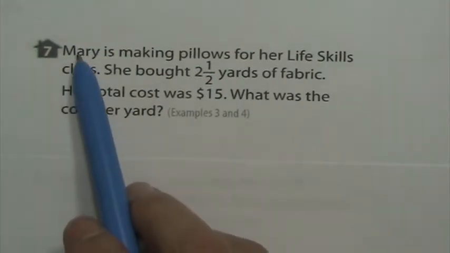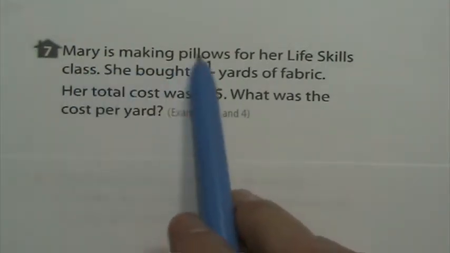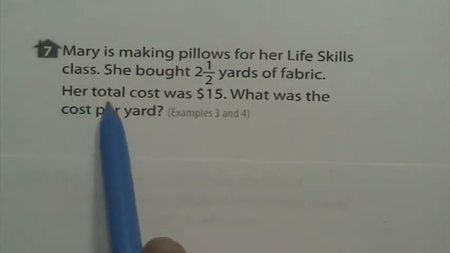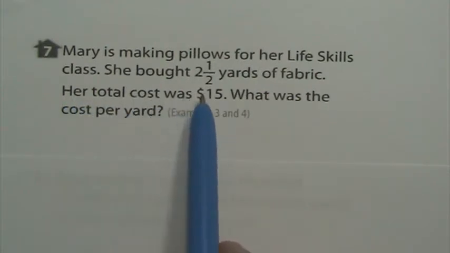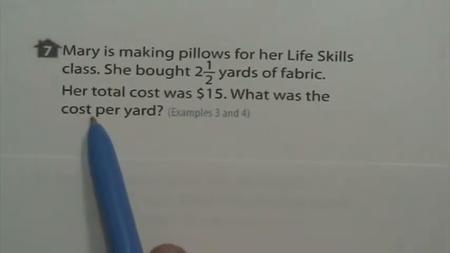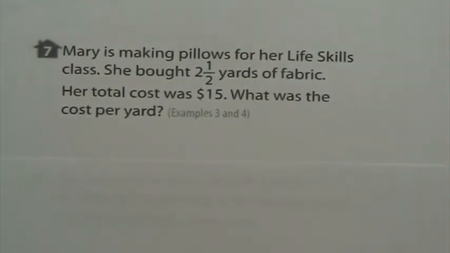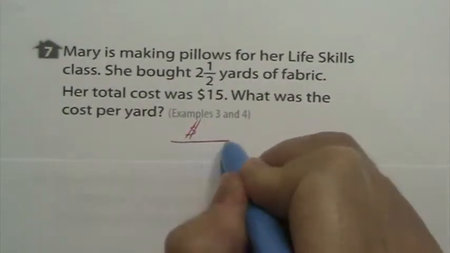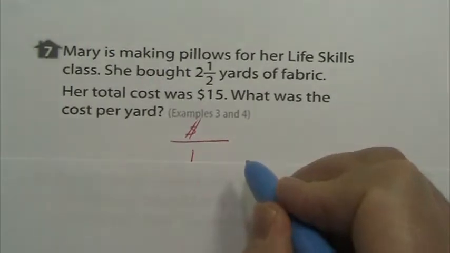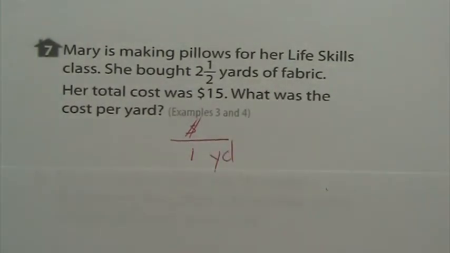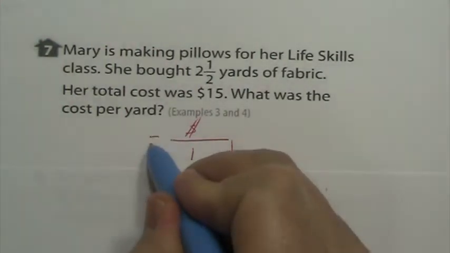Okay, on number 7, let's first look and see what it's asking for. Right here, see the question mark? Her total cost was $15. Okay, her total cost was $15. What was the cost per yard? All right, so they want to know how many dollars for 1 yard. That's what they want to know, how many dollars it is for 1 yard.